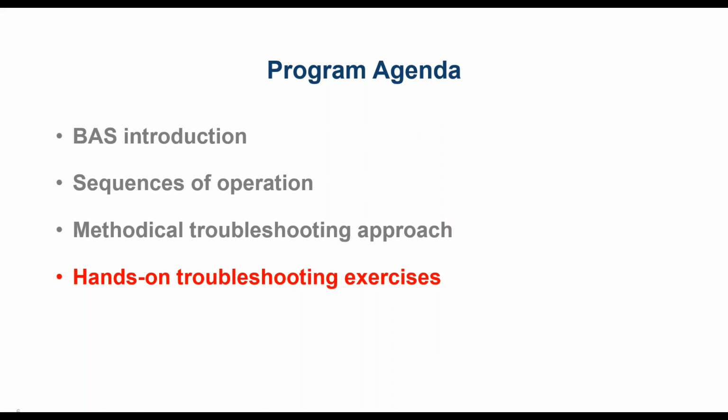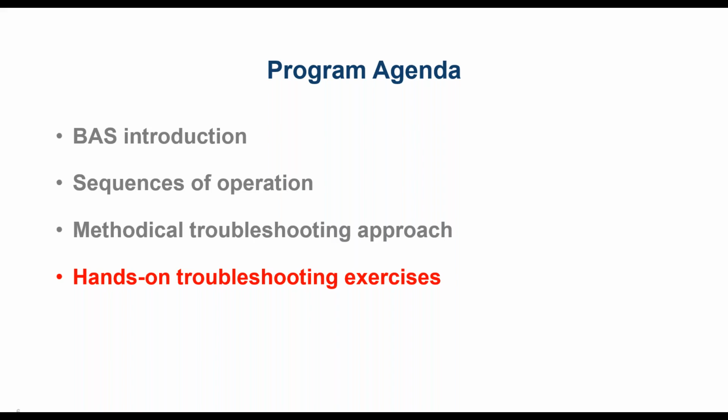A sequence of operation is essentially a narrative explanation for how an HVAC system is supposed to operate. So if we have an understanding of the sequence of operation, we know how an HVAC system is supposed to operate, and we have a building automation system which allows us to see how it is operating, we in turn can use that building automation system and that knowledge of how the system is supposed to operate to troubleshoot when acute issues arise.